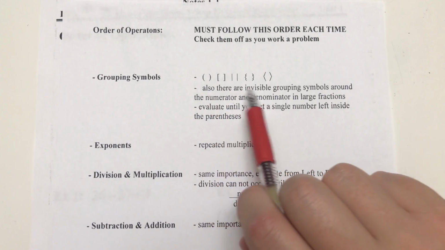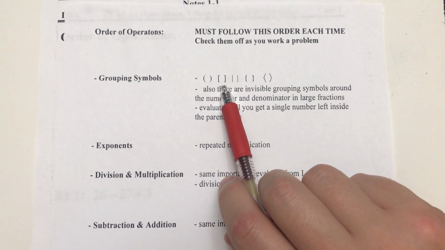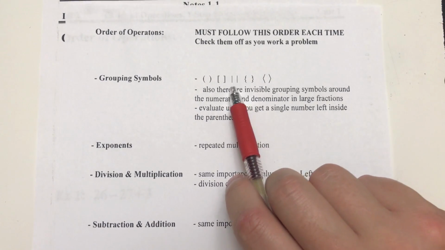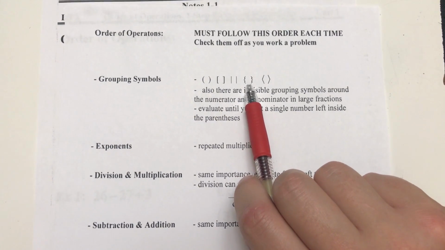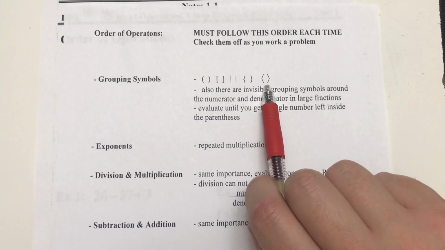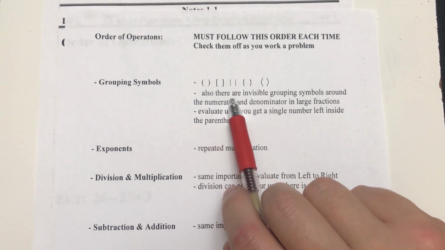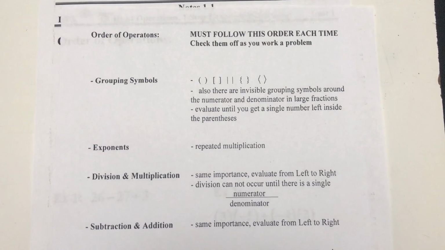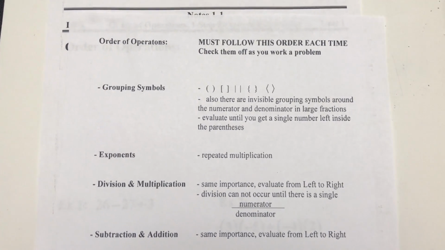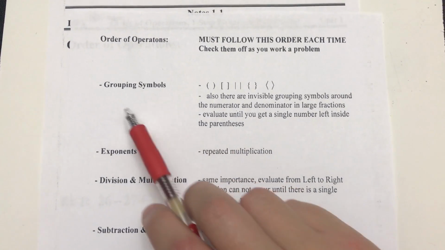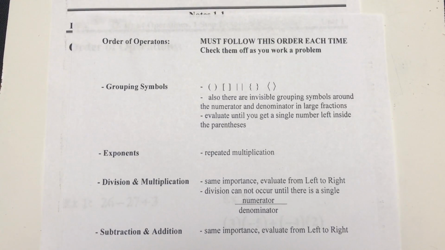Here are some examples of the grouping symbols. We have parentheses, we have square brackets, we have these two straight up and down lines indicating absolute value. These are called braces, and these are used with matrices. Also, there are invisible grouping symbols around the numerator and the denominator in large fractions. You must evaluate everything inside the grouping symbols until you get a single number left inside the parentheses.